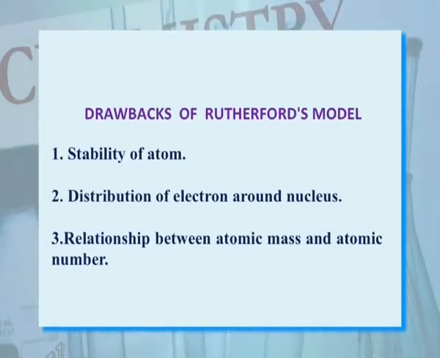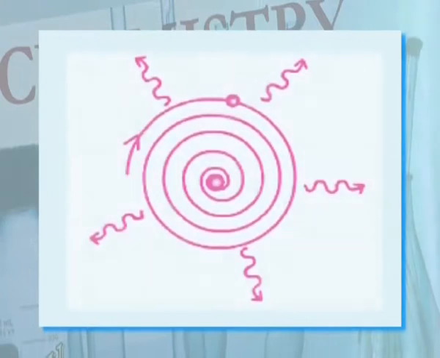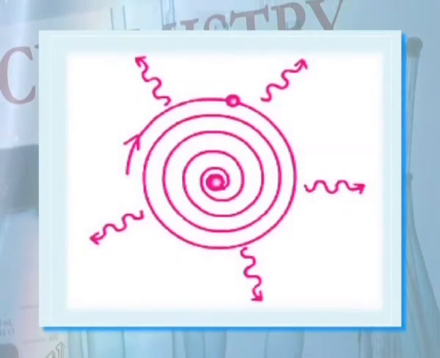Relationship between atomic mass and atomic number, that is also not explained by the Rutherford atomic model. This was the main drawback. This picture depicts that when electrons start revolving around the nucleus, they will radiate energy and ultimately collide with the nucleus, which shows the instability of the atomic model given by Rutherford.